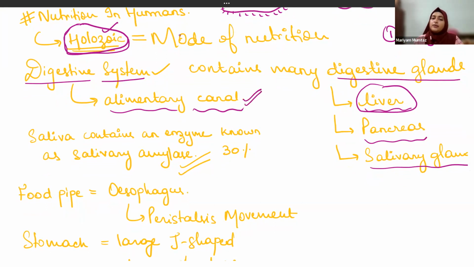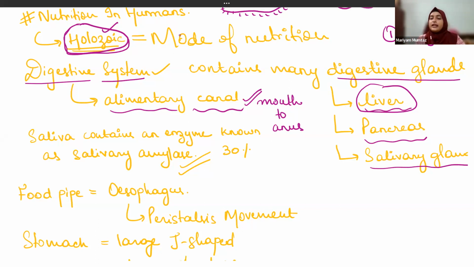Where does it start from? Mouth. And where does it end? Anus. Yes, anus. So the whole canal system, starting from the mouth and ending finally at the anus, is known as the alimentary canal. Is it clear?